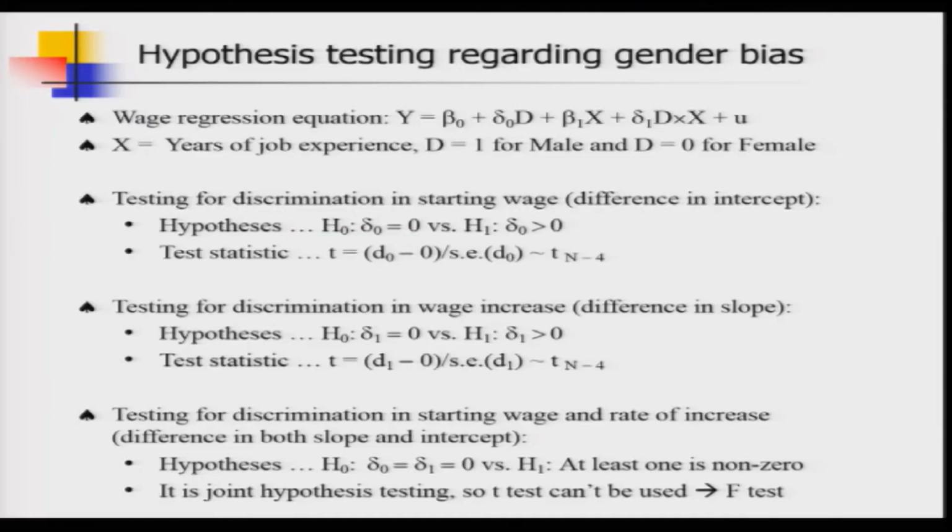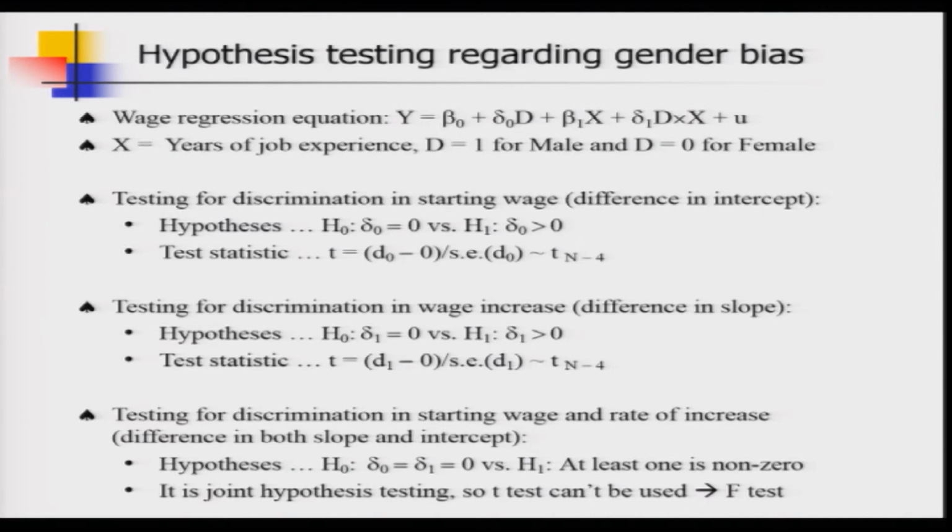So, we are saying that our alternative hypothesis says that this initial gap in the starting salary is indeed positive, it is not 0. What could be the test statistic? As we are dealing with only one single parameter in the regression model, we can make use of our friend t test, and then the test statistic is defined as d naught minus 0. So, what is d naught?